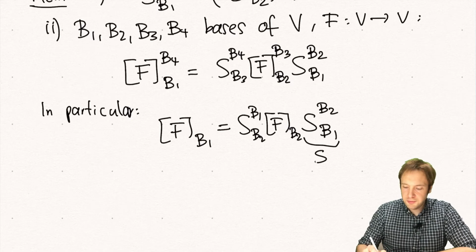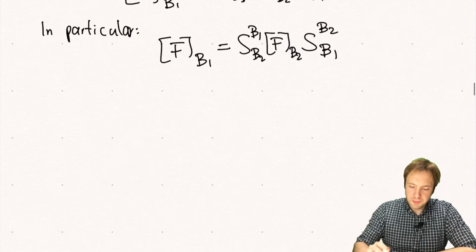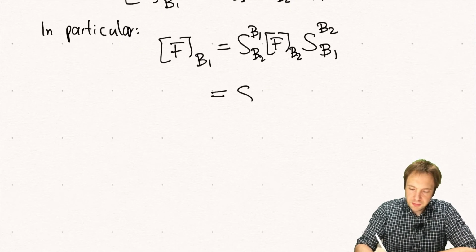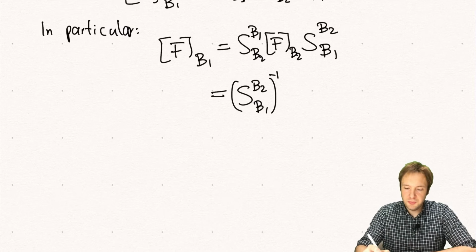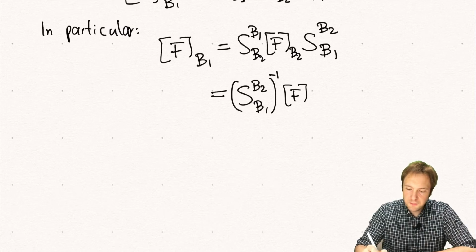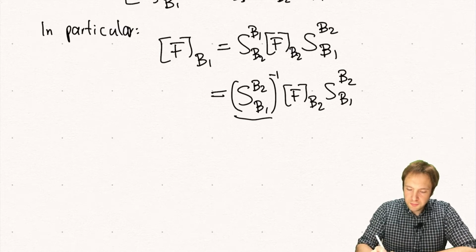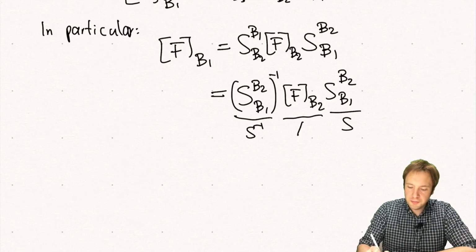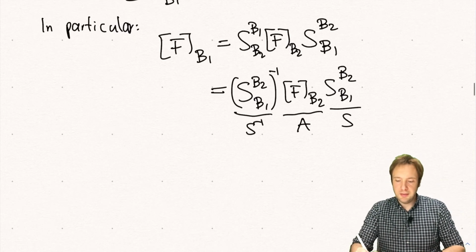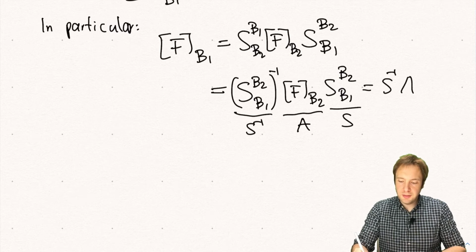And here, remember that, maybe let's write this out. This is the same as the inverse of going from B1 to B2, F B2 S B1 B2. So let's call this matrix S, then this matrix is S inverse, and let's call this matrix A. So this is just S inverse A S.